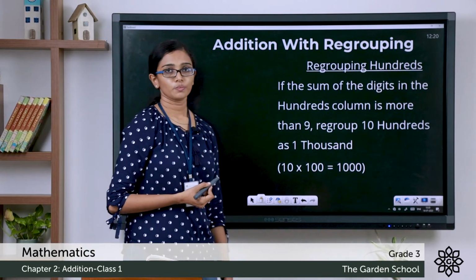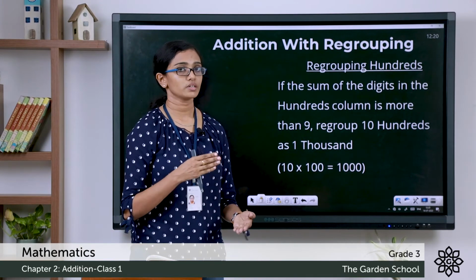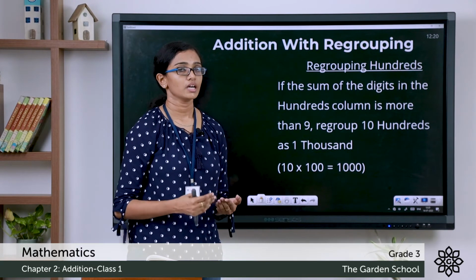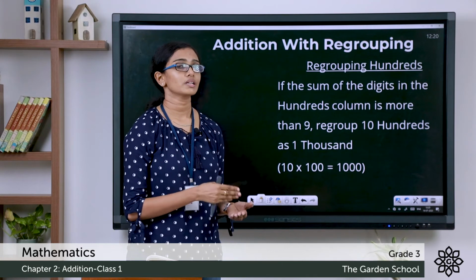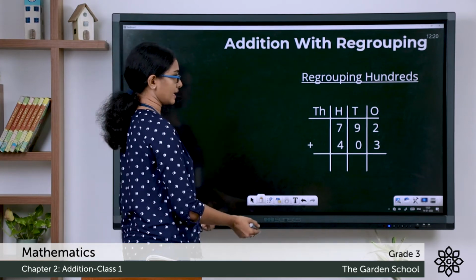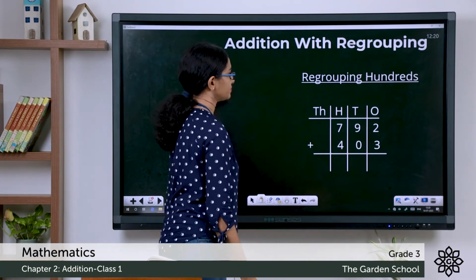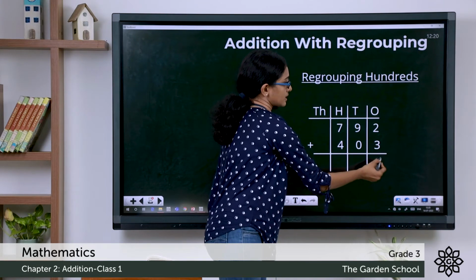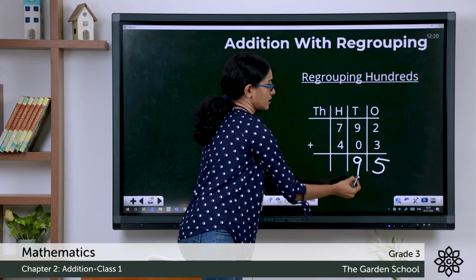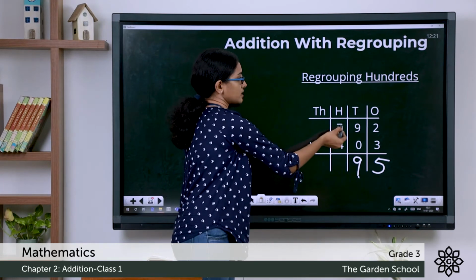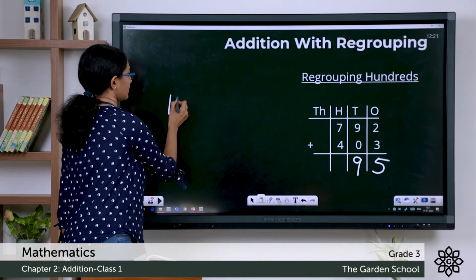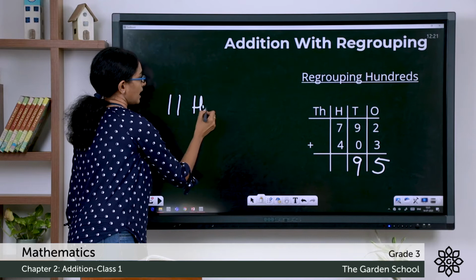Now we'll see the regrouping of hundreds. So similar to the regrouping of ones and tens, when the sum of the digits in the hundreds place is more than 9, we regroup 10 hundreds into 1000. Here is an example. Here you have 2 ones plus 3 ones equals 5 ones. 9 tens plus 0 tens equals 9. Then 7 hundreds plus 4 hundreds. What is 7 plus 4? It is 11. So we have 11 hundreds here.